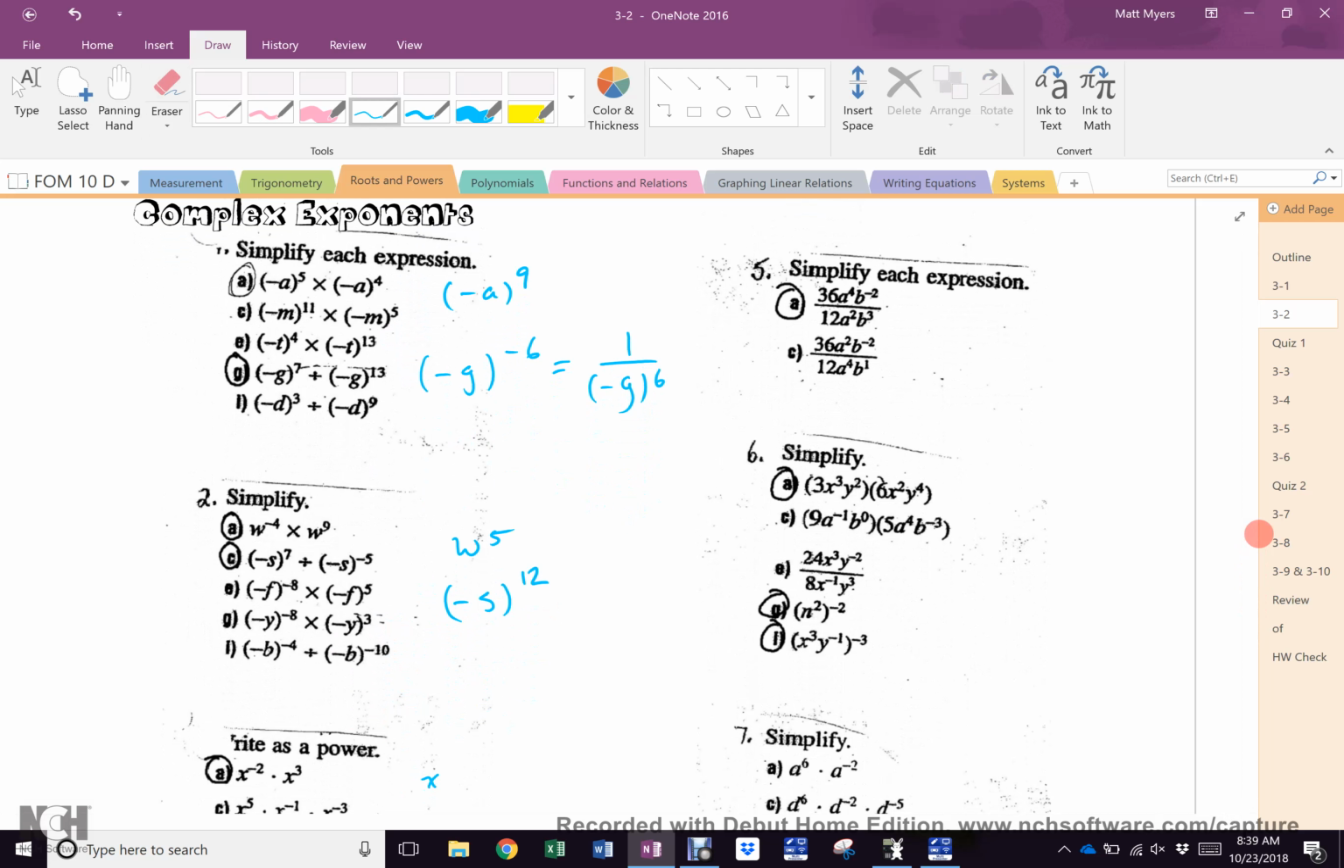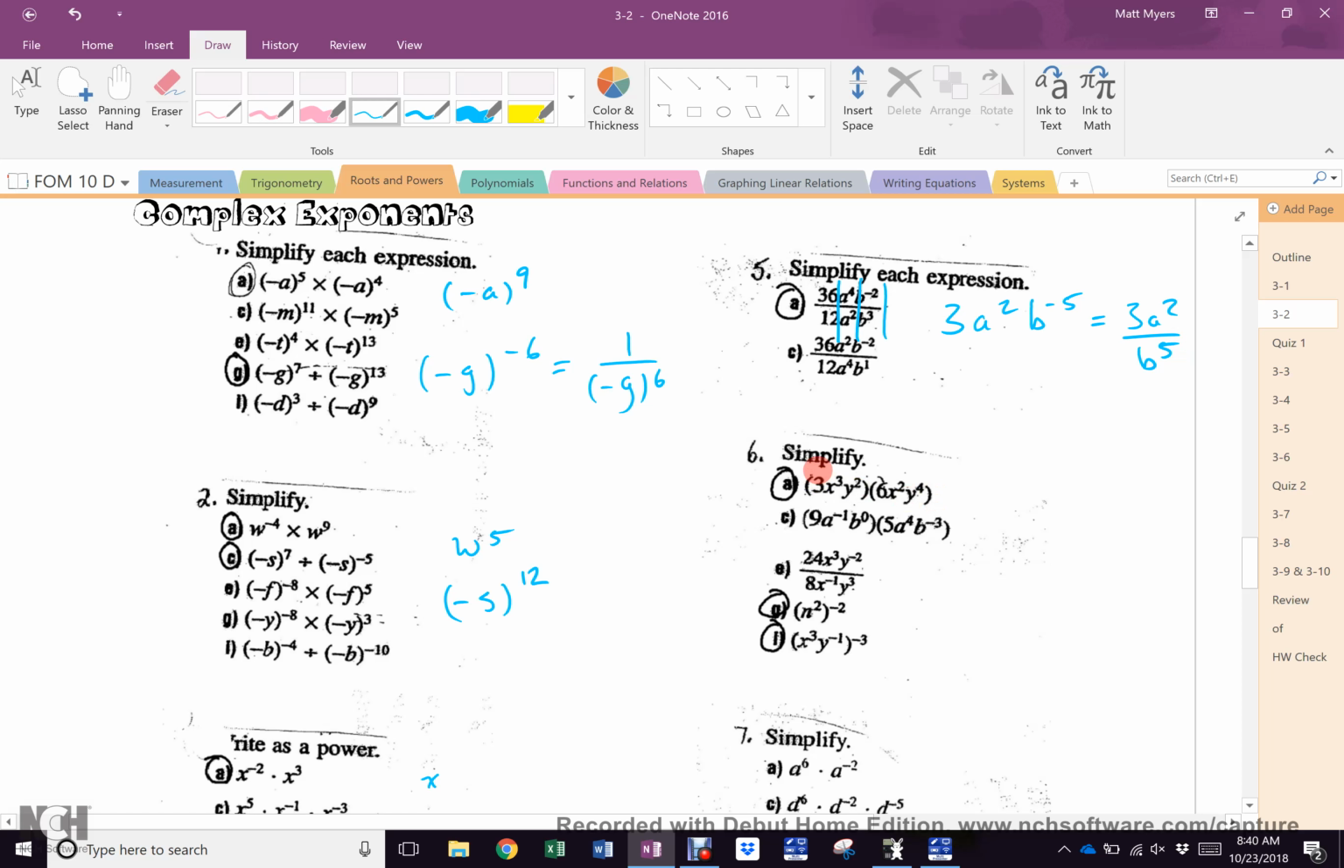36. 5A. We practice these in our notes. What do you do with the numbers? Divide them. 36 divided by 12 is 3. What do you do with the A's? A squared, because 4 minus 2 is 2. What do you do with the B's? You subtract them. Negative 2 minus 3. B to the negative 5. What's wrong with that? Negative exponent, so it goes to the denominator.